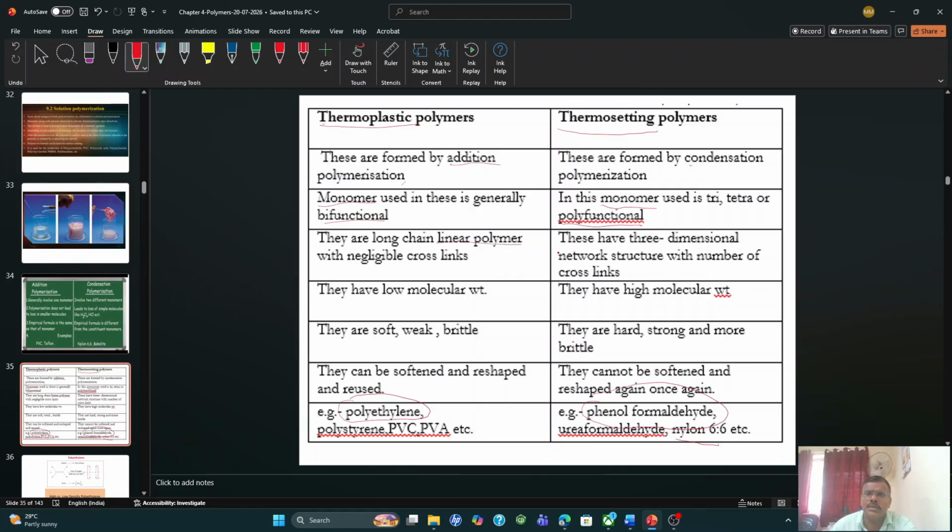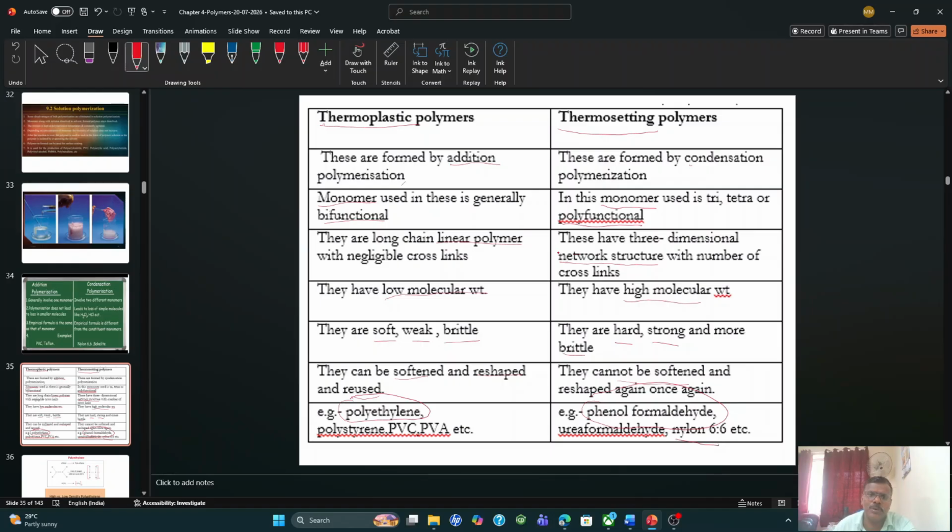They have a three-dimensional network structure with a number of cross links. That's why it's very hard. Thermoplastics have low molecular weight; thermosetting plastics have high molecular weight. Thermoplastics are soft, brittle, and weak; thermosetting plastics are hard, strong, and more brittle. Thermoplastics can be softened, reshaped, and reused when you heat and mold them. Thermosetting plastics cannot be softened and reshaped again and again.